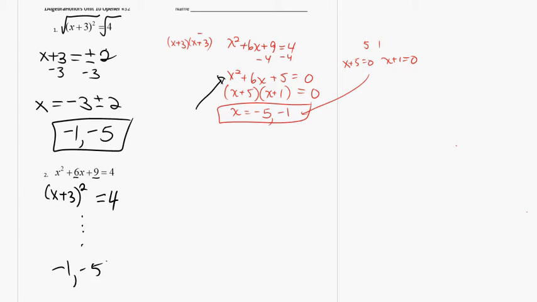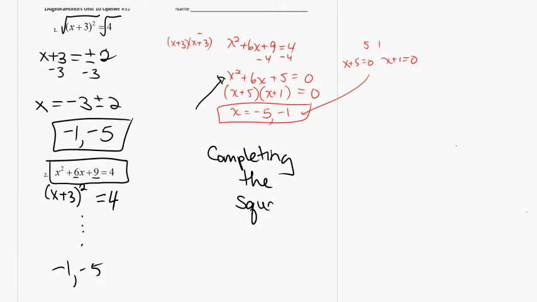So the key here is to create a perfect square trinomial, or to have one. If you don't have one, to make it. And we call this process completing the square. Right? Making it so that it is a perfect square trinomial.